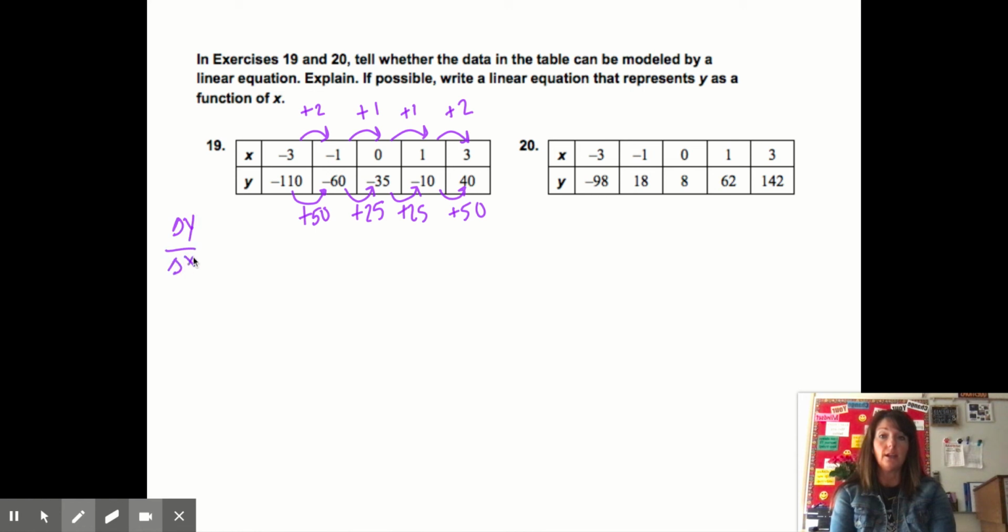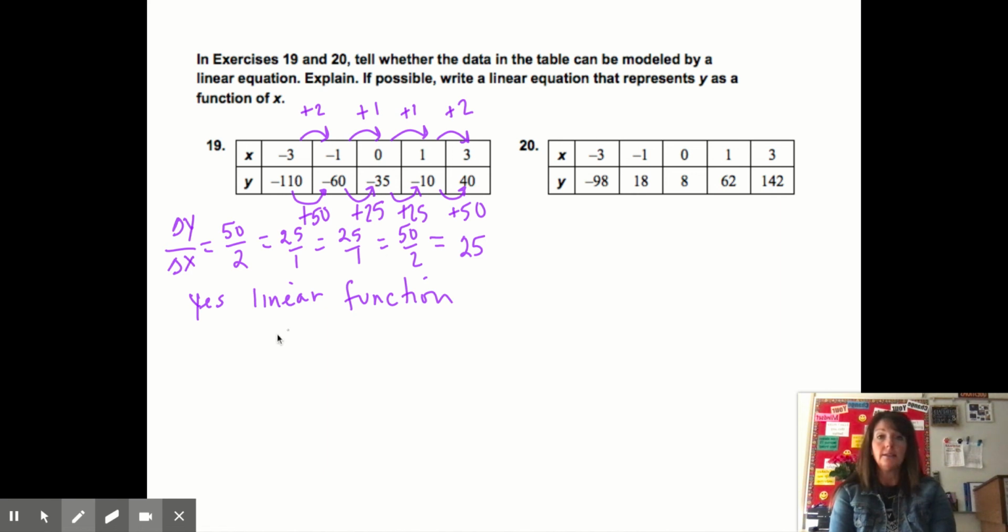So if you notice, between the 2 points where you have your change in y over your change in x, we have 50 divided by 2, 25 divided by 1, 25 divided by 1, and 50 divided by 2. And 50 divided by 2 is 25. So the whole change in y over change in x is 25. The rate of change is 25 over 1. So yes, it is a linear function.